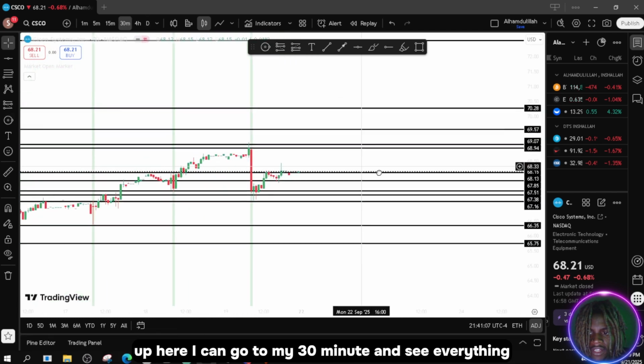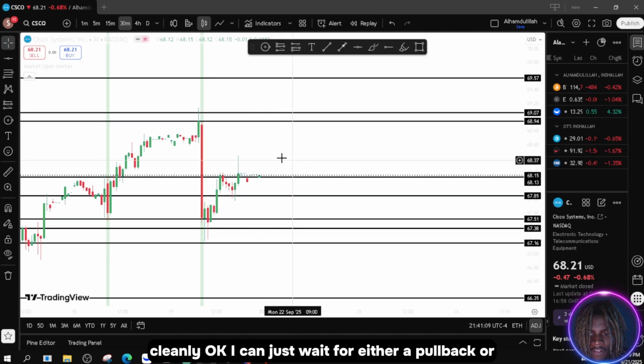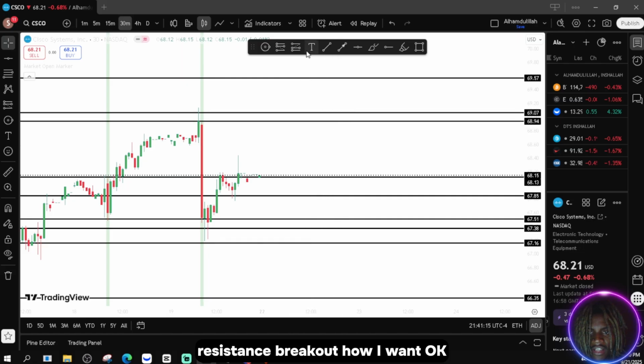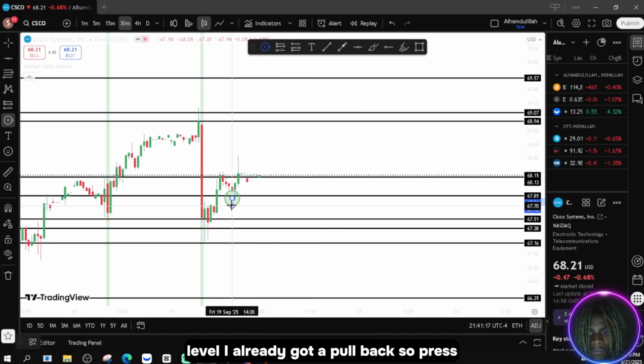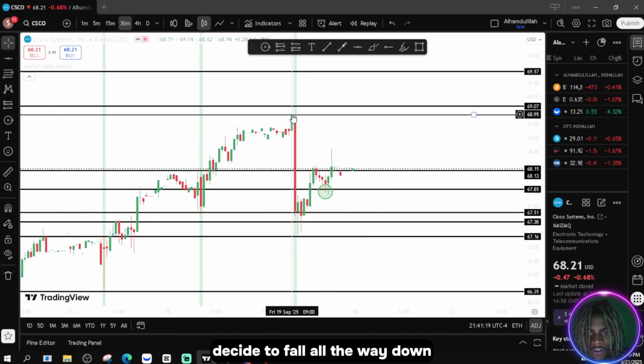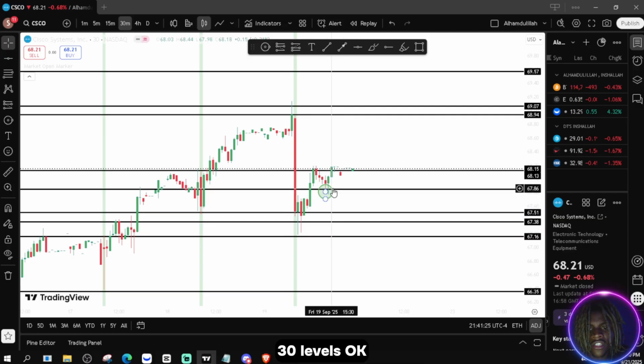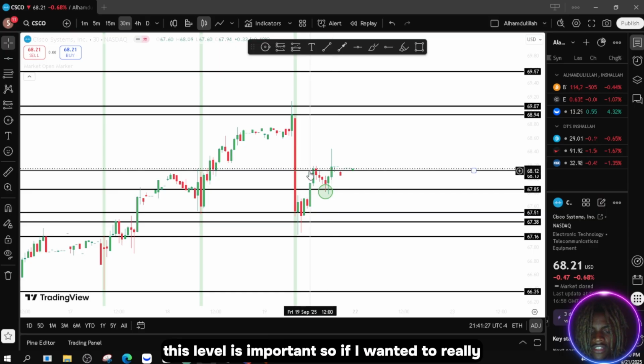I can go to my 30-minute and see everything cleanly. I can just wait for either a pullback or resistance breakout how I want. I can see at this level I already got a pullback. So price decides to fall all the way down, come up, and then pull back to this level right here. And we just did all the 930 levels. This level is important. So if I wanted to, really, I could delete this one.